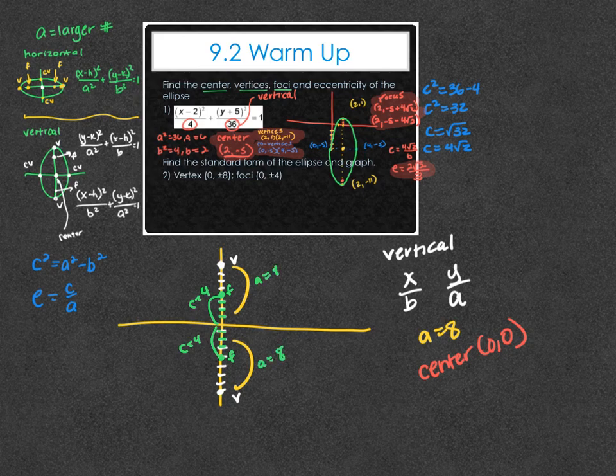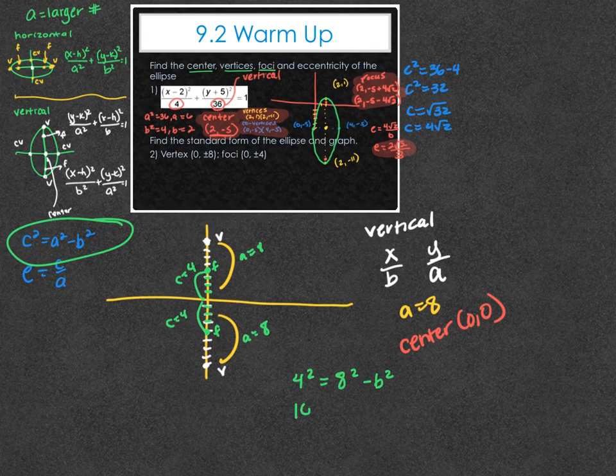In order to get B, I'm using C squared equals A squared minus B squared. So 4 squared equals 8 squared minus B squared. 16 equals 64 minus B squared. Negative 48 equals negative B squared. So B squared equals 48.